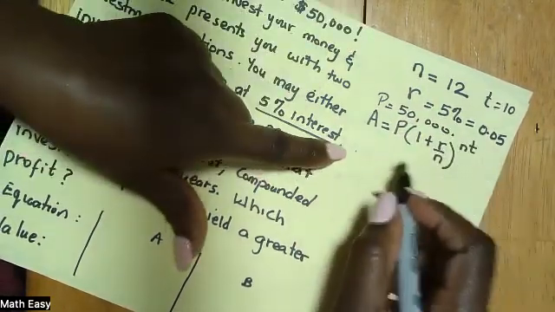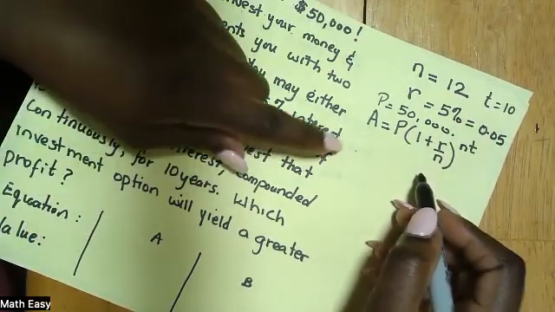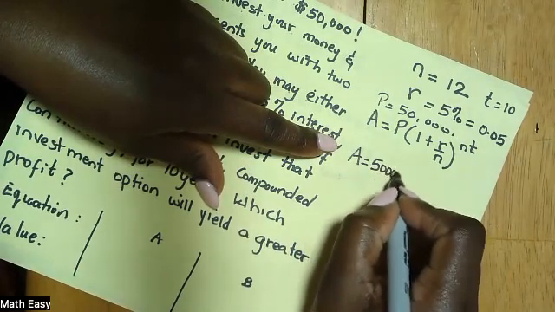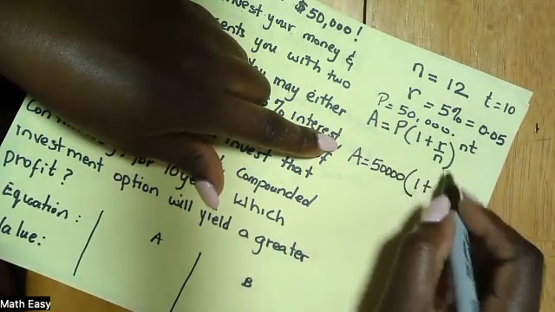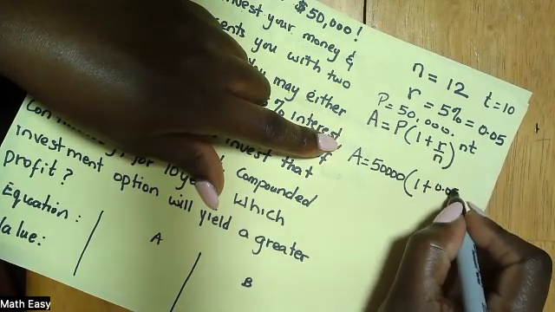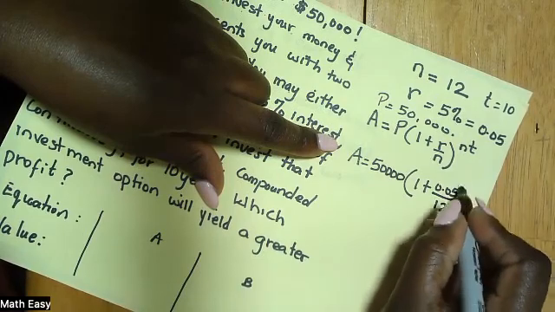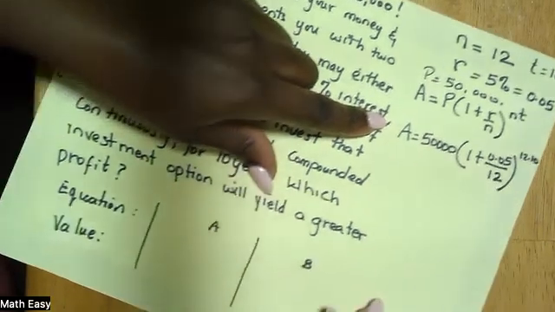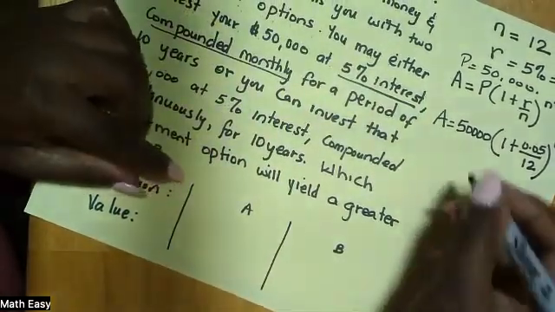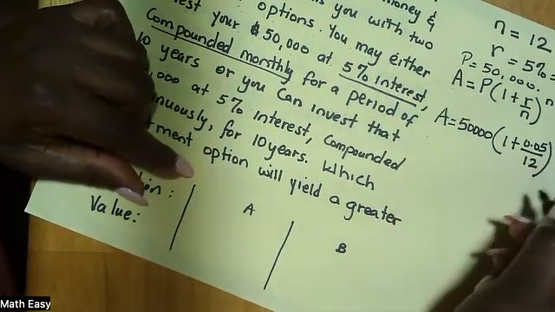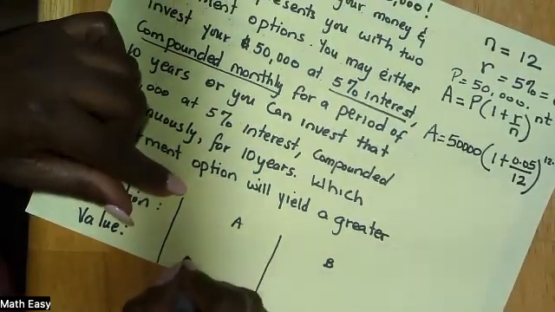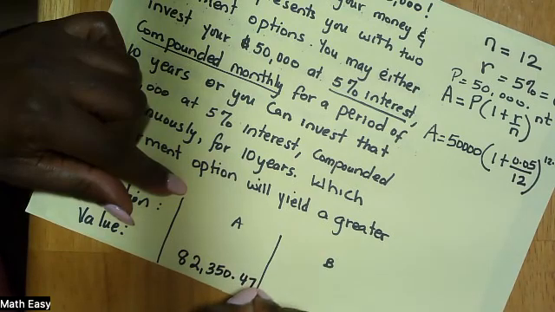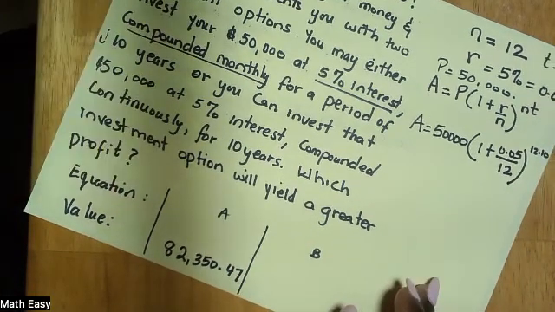$50,000. So for the equation that we're asked to do, all we do is substitute our values. A will be equal to $50,000 times (1 + 0.05/12)^(12 times 10). So we can simplify that, and when we put this into our graphing calculator, our value should be $82,350.47. All right, so that's option A.